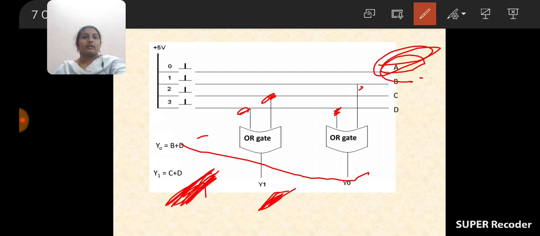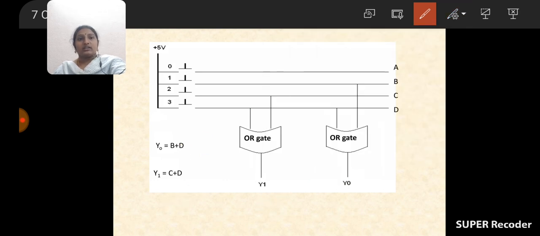Is it clear? By pressing switch 0, we are getting 0 0. By pressing switch 1, we are getting 0 and 1. By pressing 2, we are getting 1 and 0. By pressing 3, we are getting 1 and 1. Is it clear? Okay. So in this way, the encoder will work.